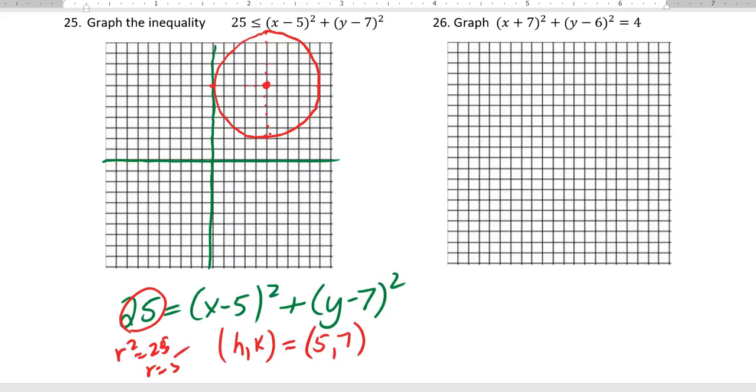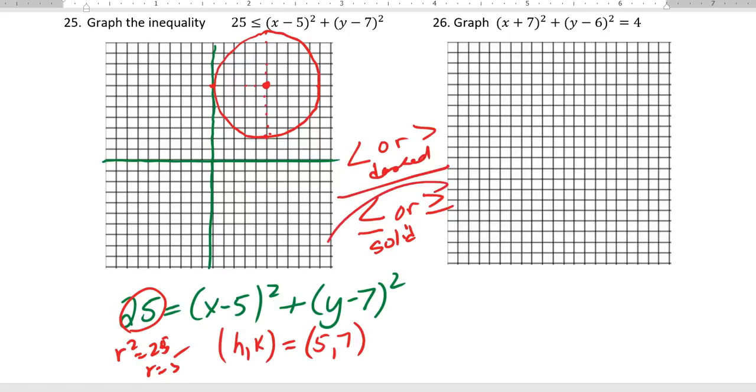Now I need to look at the sign. So first of all, if it has an equal sign, so it's either less than or equal or greater than or equal, we know it's going to be solid. If it doesn't have that equal, then we know it's going to be dashed. So make sure you check that first. In our case, it's going to be solid, so we're okay.